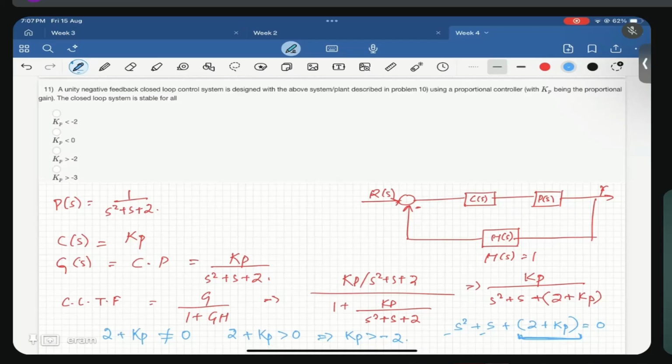Sometimes you may get an option like Kp greater than or equal to minus 2, because when it is minus 2 this coefficient will go to 0. But we need non-zero coefficients, so the correct option is Kp greater than minus 2. Okay, so any questions?